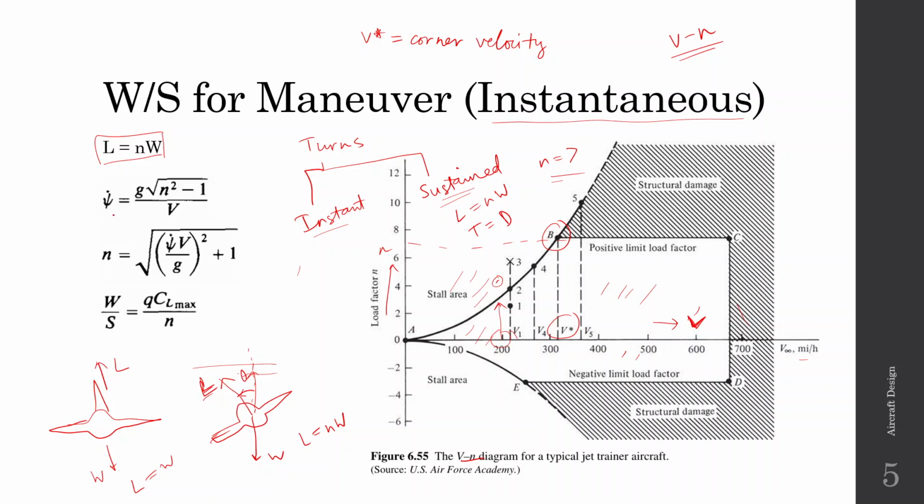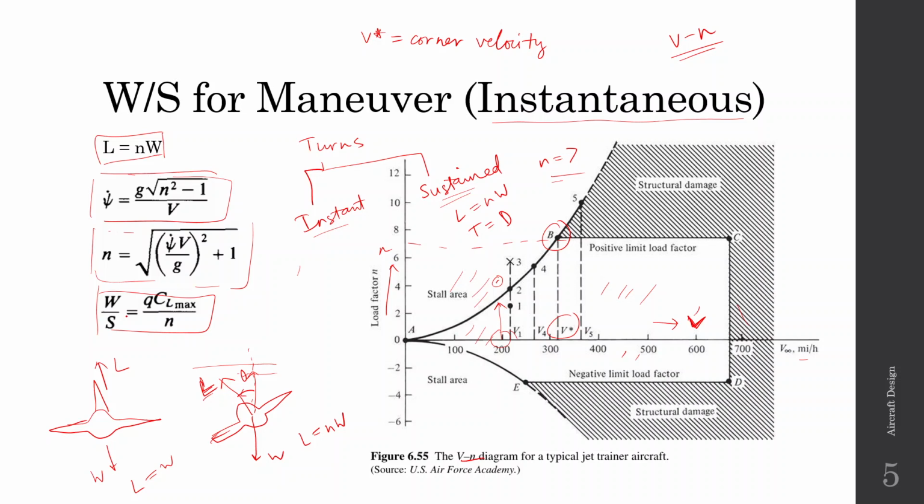Okay, so then here are some related formulas. If you know the load factor and the velocity, you can find the turn rate. But let us say that you are given the turn rate as some kind of specification. If you are given the turn rate as a mission specification, then you can find the corresponding load factor using this formula.